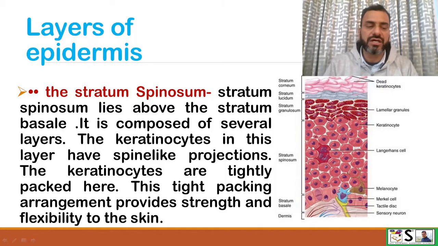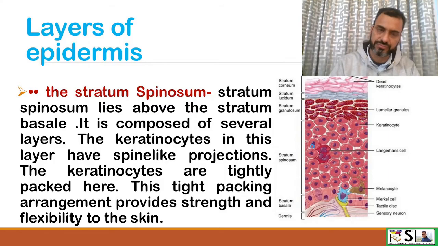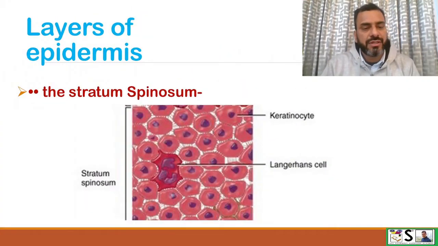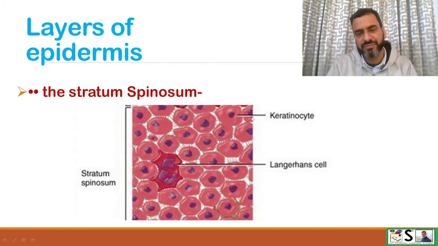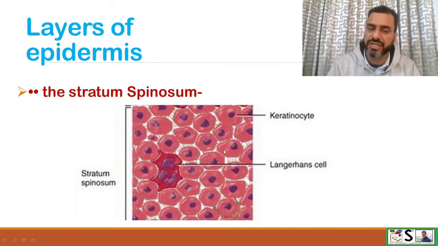The keratinocytes are tightly packed here. This tight packing arrangement provides strength and flexibility to the skin. Here you can see these are the spines. This is stratum spinosum and these are the cells, keratinocytes.